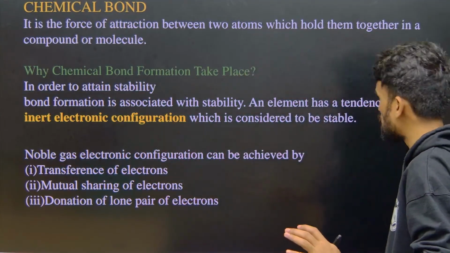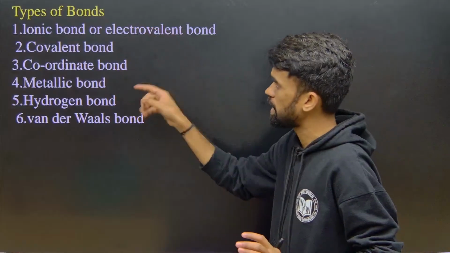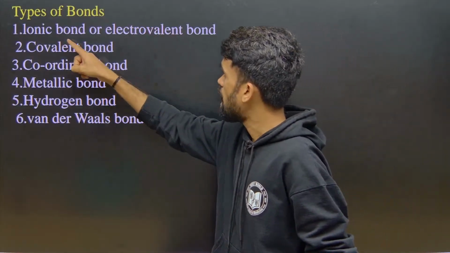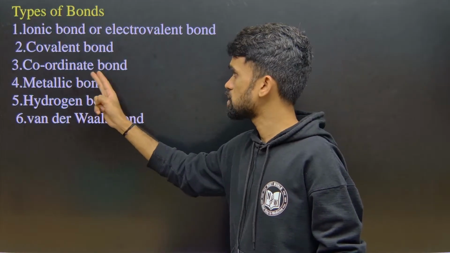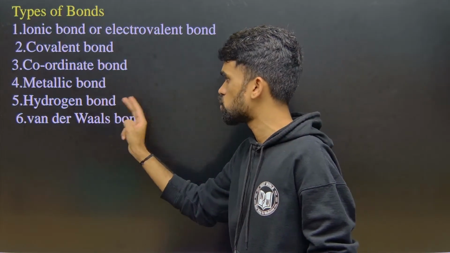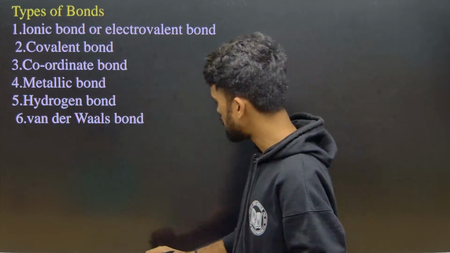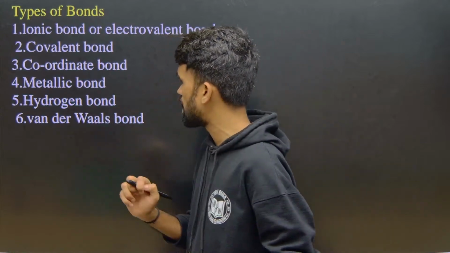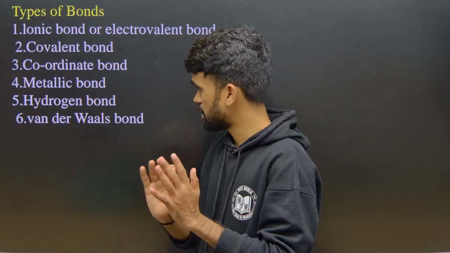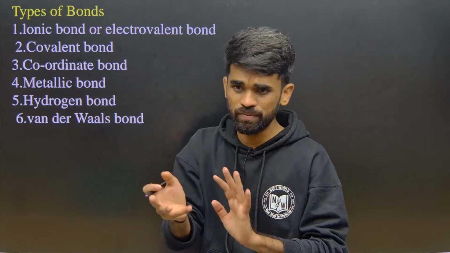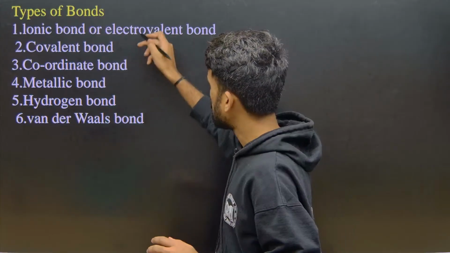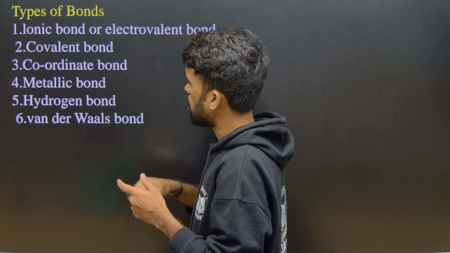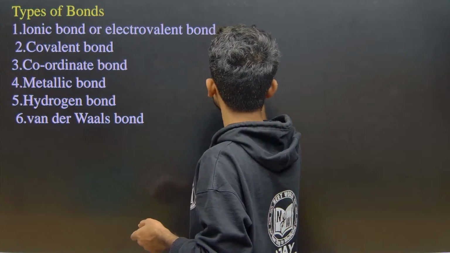Based on this, for example, we have these types of bonds. First one is ionic bond, also called electrovalent. Next covalent bond, coordinate covalent bond, metallic bond, hydrogen bond and van der Waals. In hydrogen bond and van der Waals bond, there is no electron shifting and all. This is simply a little force of attraction. What you especially need to know about is the covalent bond.